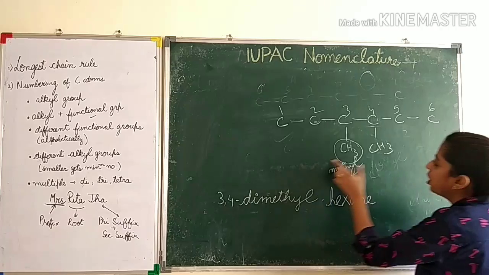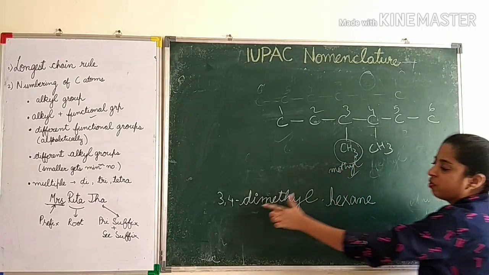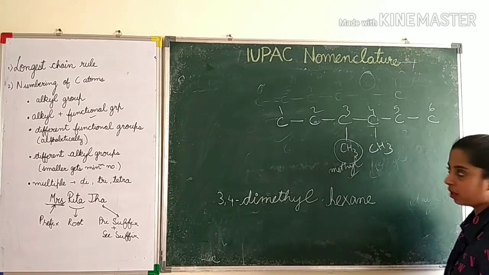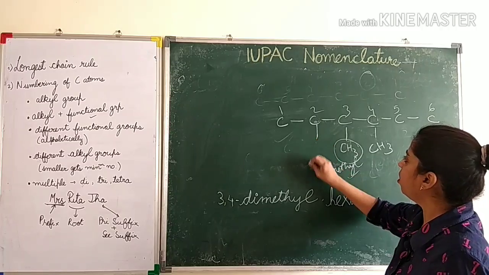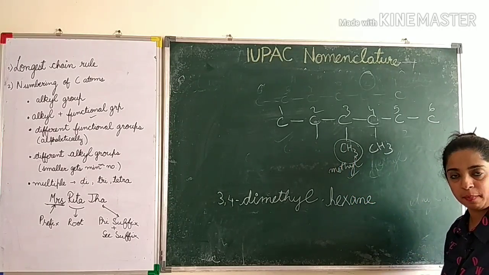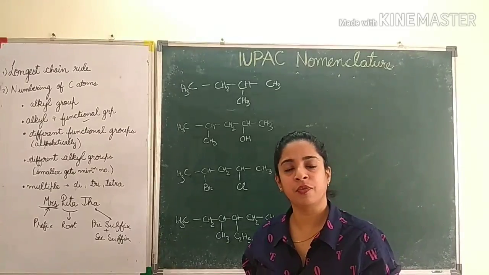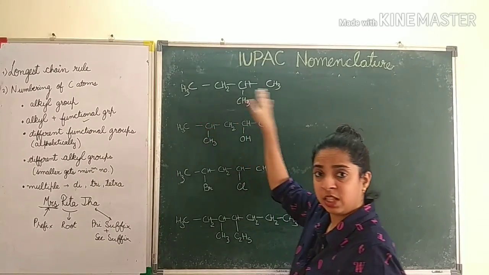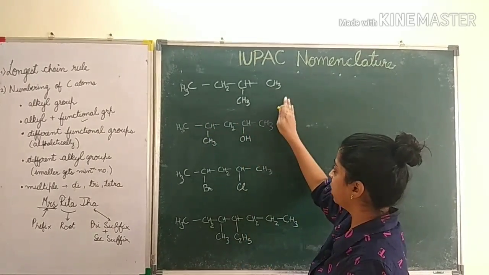We will put a dash, and since there are 2 methyl, we will say dimethyl, right? So even if there was one more, we can write it 2, 3, 4 trimethyl hexane. Correct? Now children, let us do a few examples. Now see our first structure.